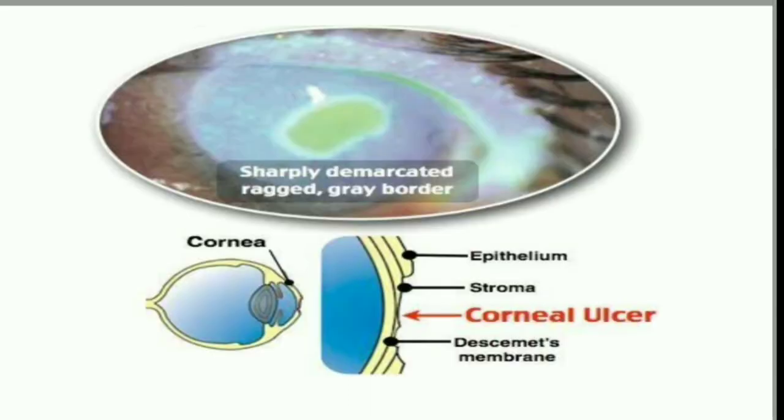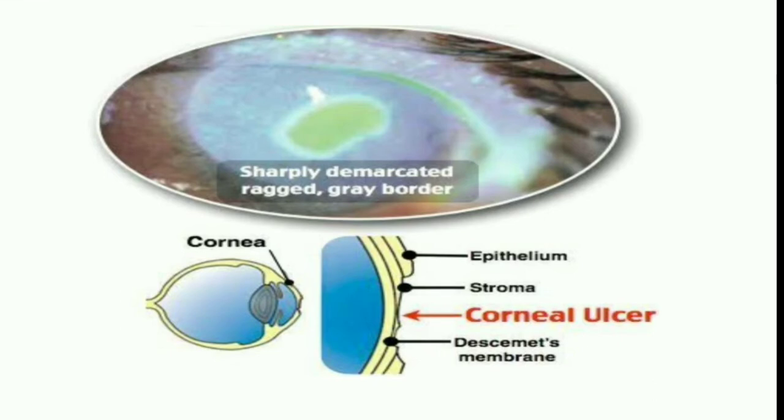Everyone, so we are learning about corneal ulcer. So first of all we will say about the definition of an ulcer. Ulcer means there will be a break in the epithelium. So here in corneal ulcer there will be a break in the corneal epithelium, but the definition is not complete.